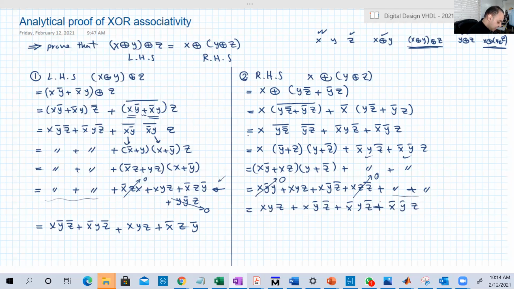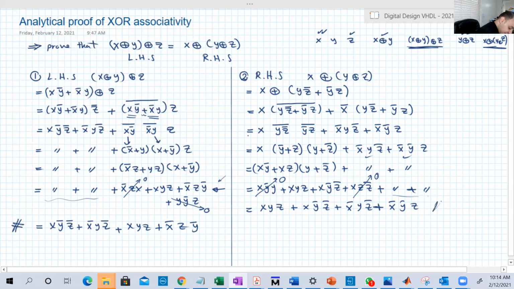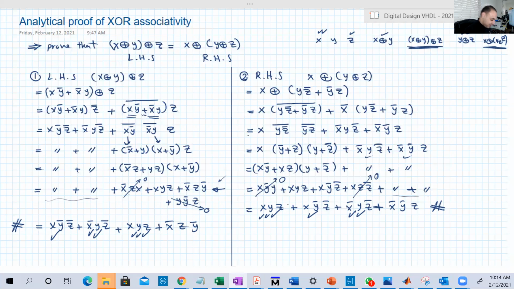Okay, now let's compare what we have here. Let's compare that side with that side here. Let's take one term from the left hand side and search for it in the right hand side. So x, y bar, z bar. Yeah, it's here. Then x bar, y, z bar, x bar, y, z bar. Yes, it is here also. Then x, y, z, x, y, z. And finally, x bar, y bar, z. I just made the order.